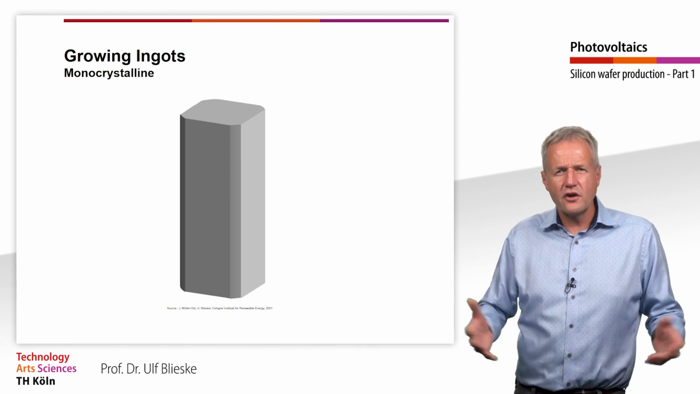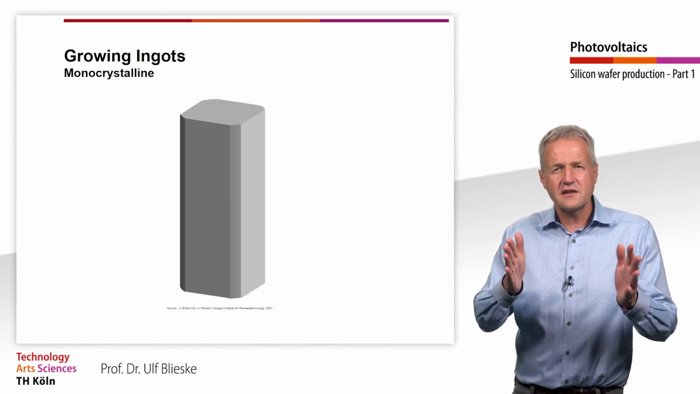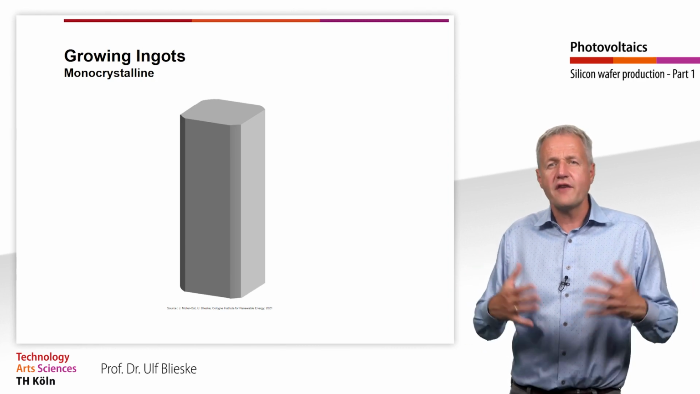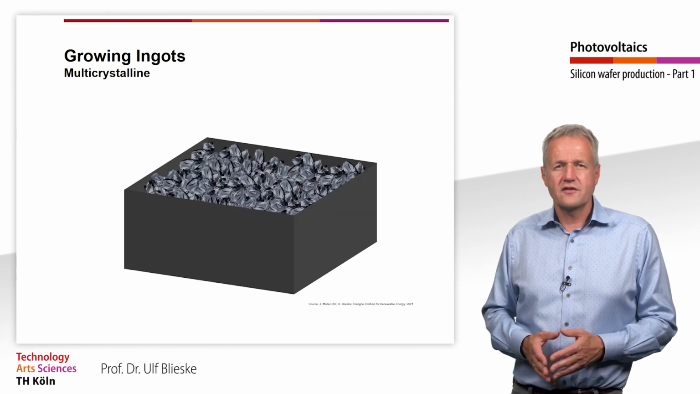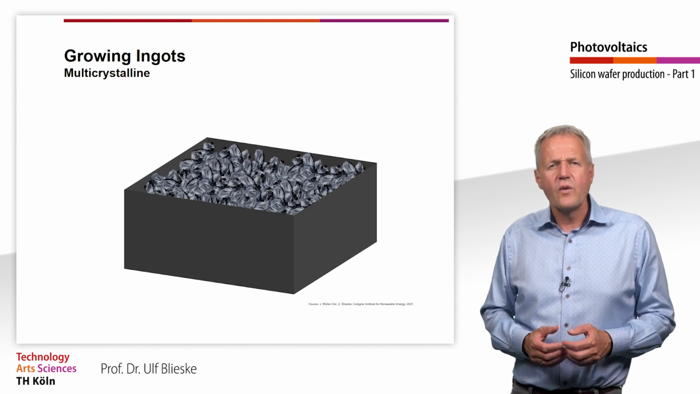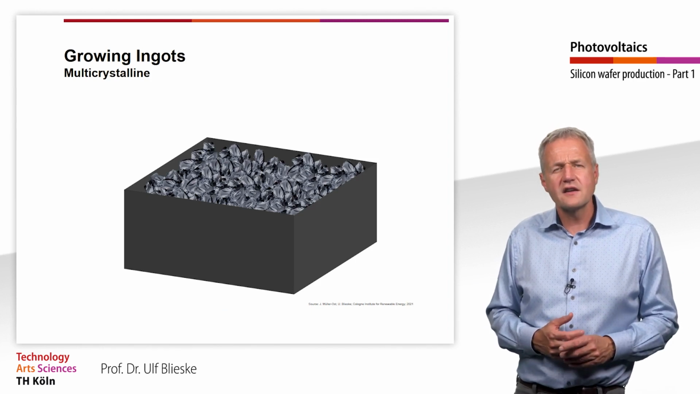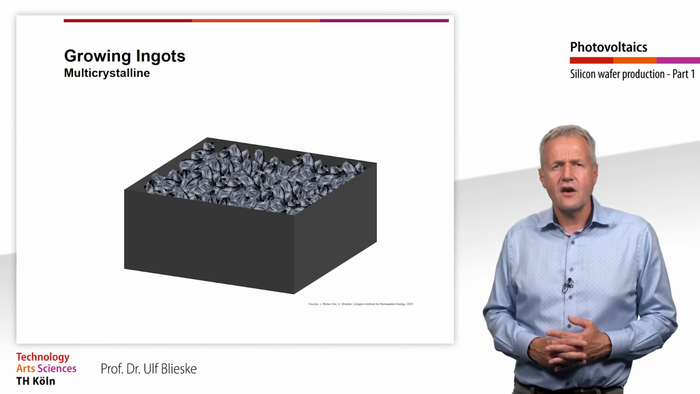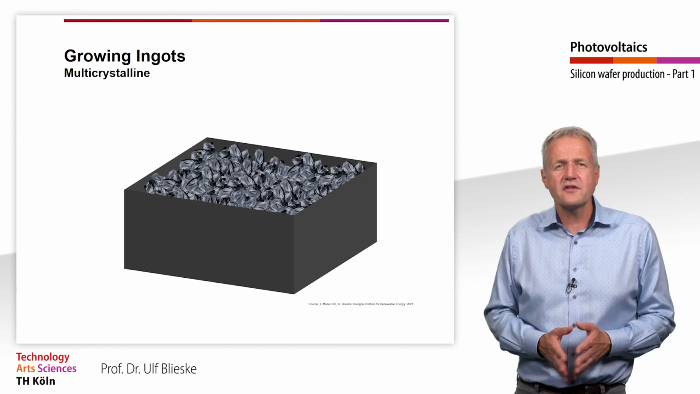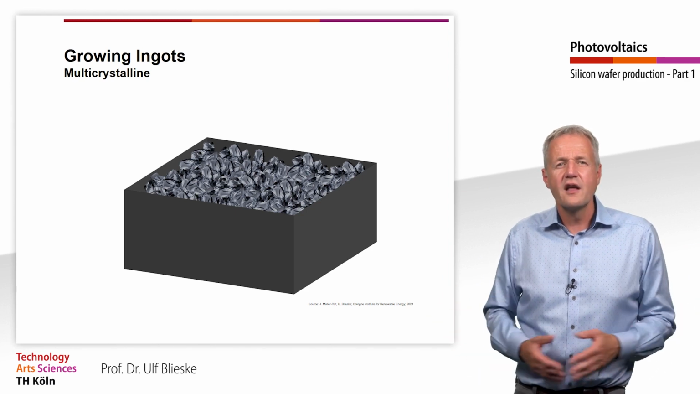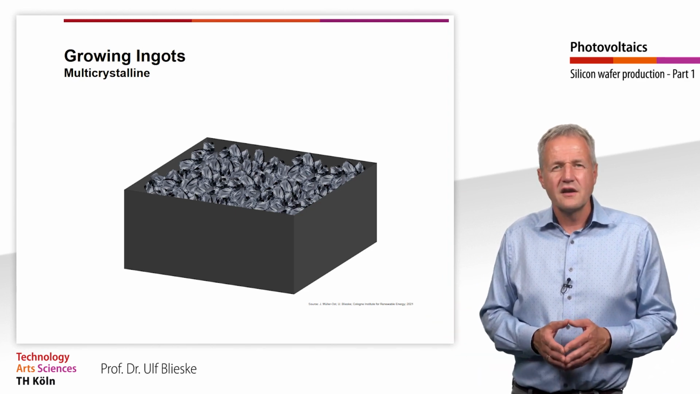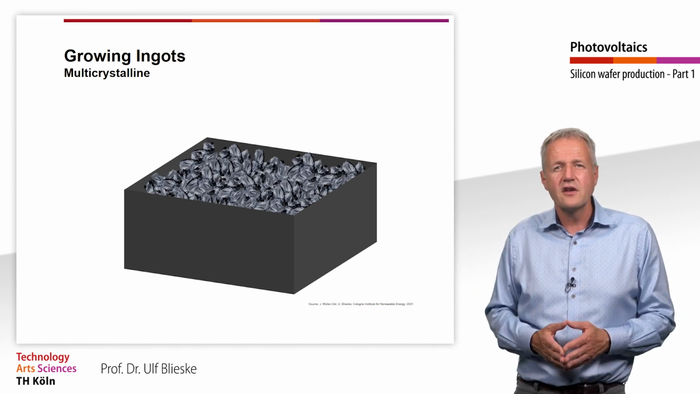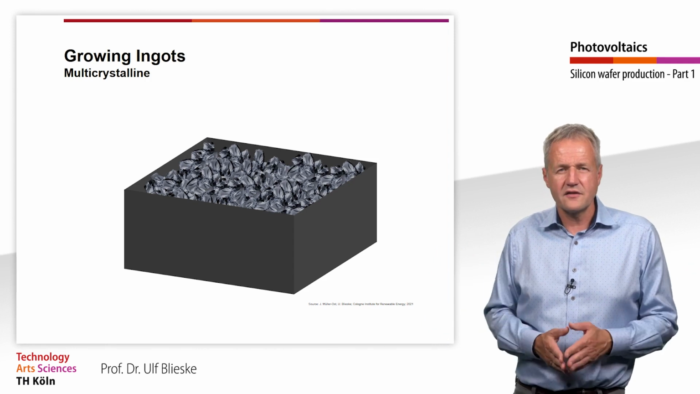Before we now turn to the next process step, cutting the wafers, I would like to discuss another way of manufacturing silicon crystals. We have learned that monocrystalline silicon achieves the highest efficiencies in silicon solar cells. However, the manufacturing process is very complex and the wafers are therefore expensive. It is comparatively easy to produce multicrystalline wafers using the ingot casting process.